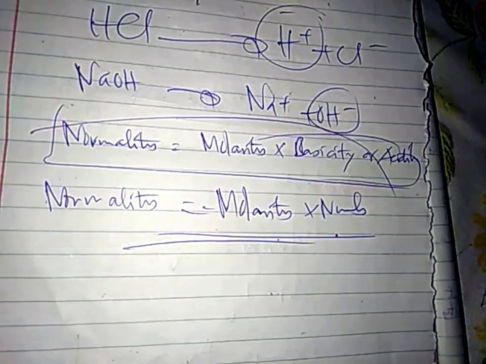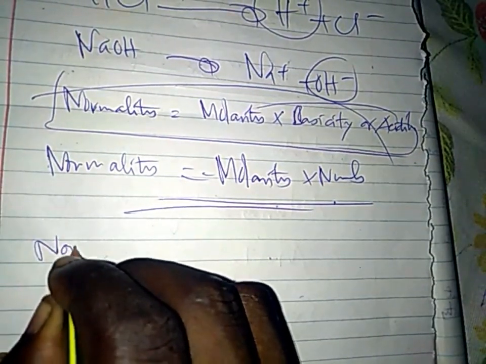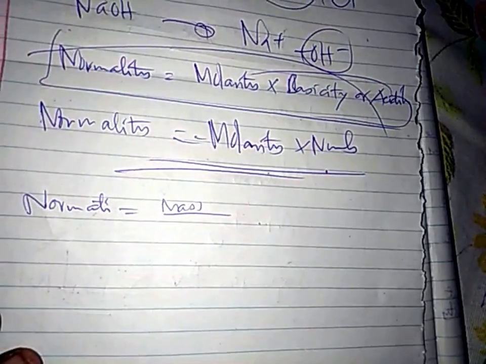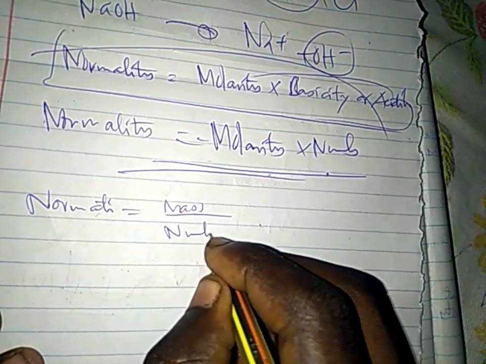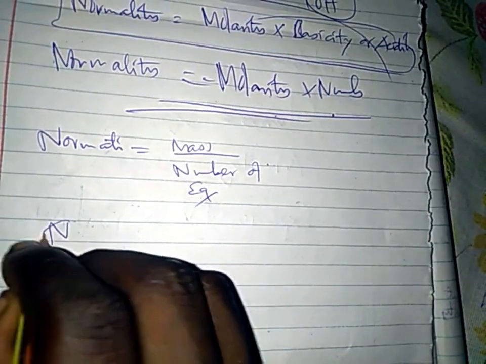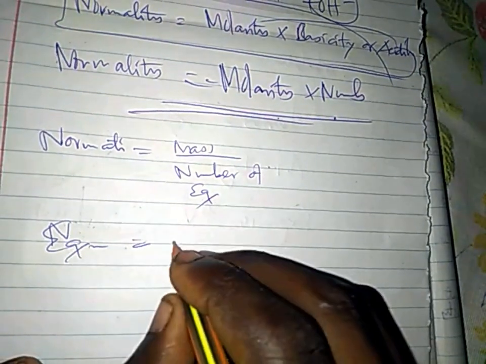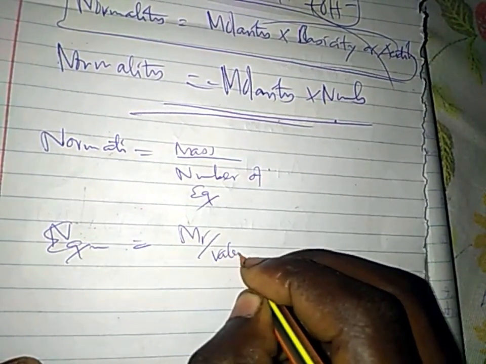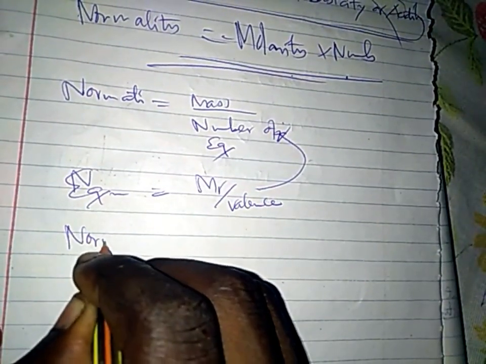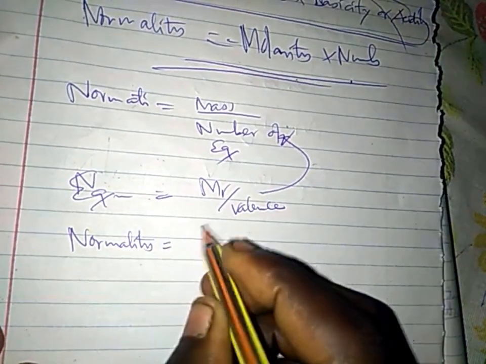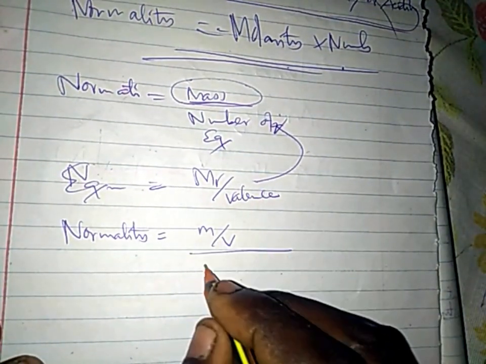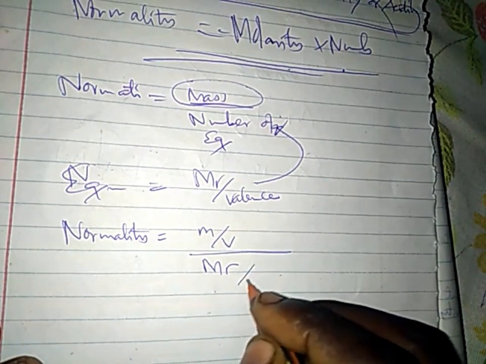Hicho kitu kimetoka wapi? Kama tulivyosema kule mwanzoni, kwamba normality is equal to mass concentration divided by number of equivalent of solid. Number of equivalent. Now we said the number of equivalent is equal to molar mass divided by valence. Now taking this into that formula, we get normality. Normality is equal to mass concentration, ile ilikuwa ni mass divided by volume, and number of equivalents is equal to molar mass divided by valence.